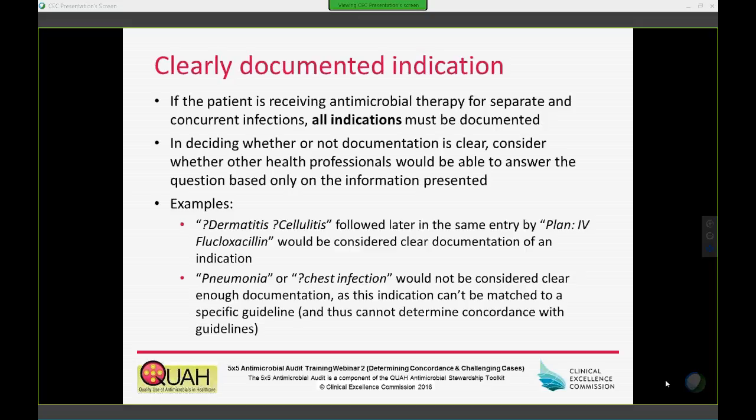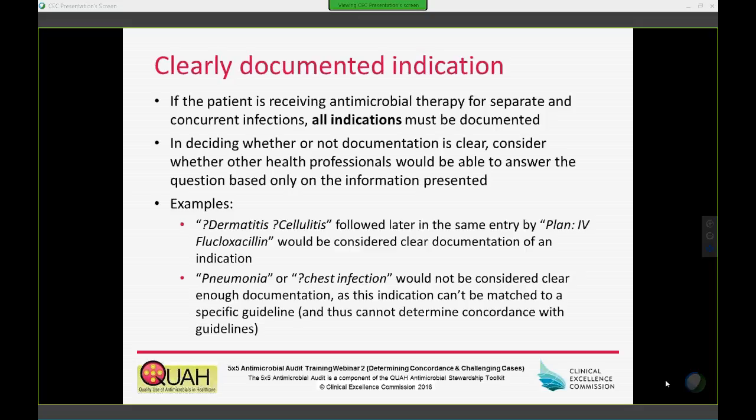In deciding whether or not documentation is clear enough, think about whether other healthcare professionals in a role similar to yours would be able to answer the question based only on the information presented. So for the purposes of the audit, don't use information that you may have overheard or that may have been talked about in handover or on a ward round. This is really about what's been documented and communicated in the patient's notes.